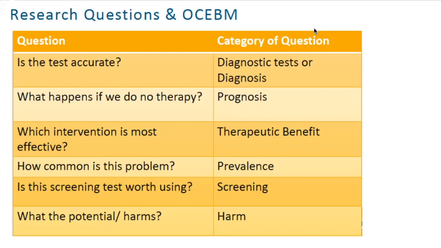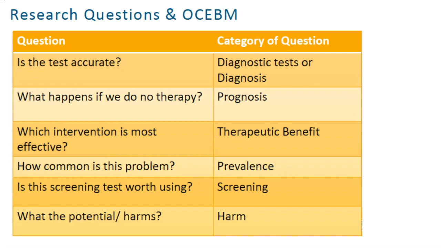Okay, so when you're looking at research studies, you can look and see what question the study pertains to, to get a start with determining what the study design is. For example, if you are reading a study that is trying to ascertain whether a diagnostic test is accurate, the category of the question is a diagnostic test or diagnosis. I'm not going to talk about that much here because we will be talking about that after the midterm.